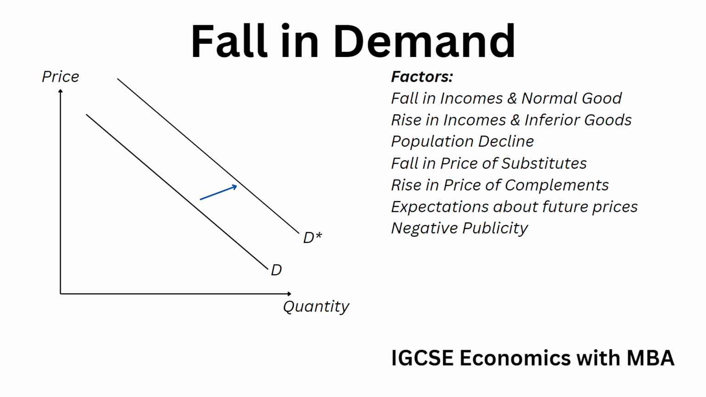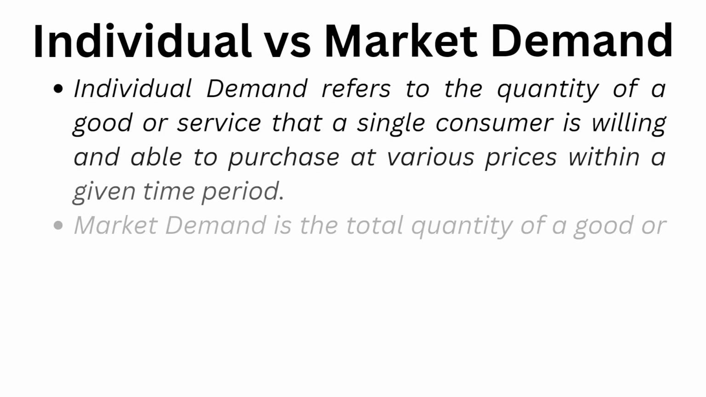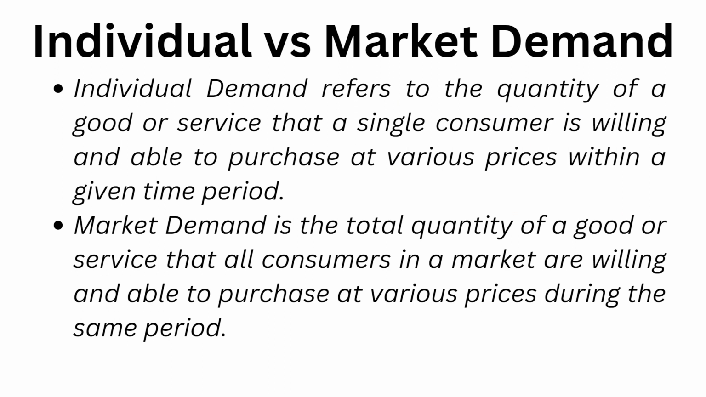Now that we have discussed individual demand, we need to understand the difference between what individual demand is and what market demand is. Individual demand basically refers to the demand by a consumer for a single product, whereas market demand is the total quantity of output that is demanded by all the consumers in the market for that particular product.